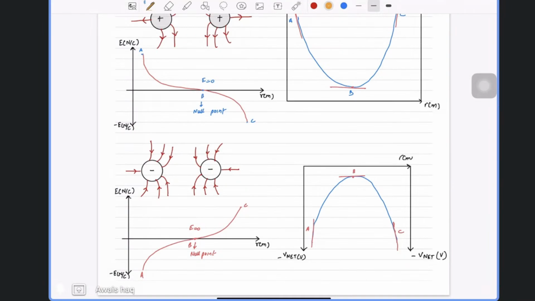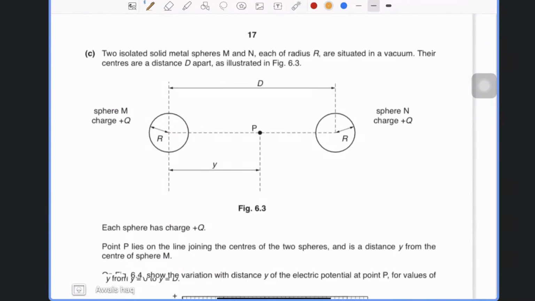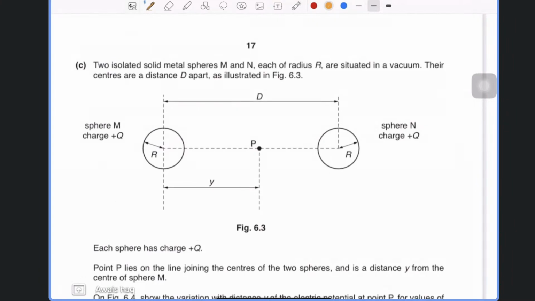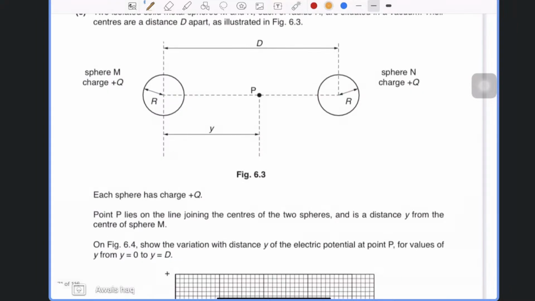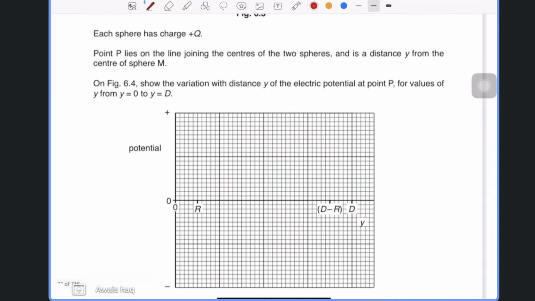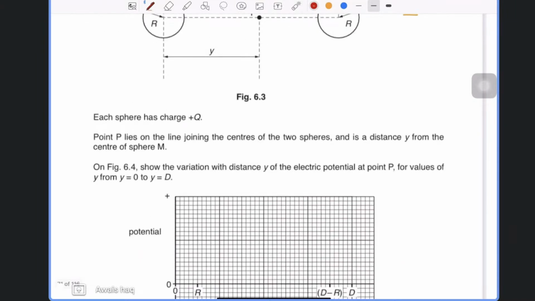All right. So we're going to go forward and look at this question where it says two isolated metal spheres M and N, each of radius R, are situated in vacuum, with their centers at a distance and so on. If you notice, both of them are positively charged, and they say each sphere has a charge plus q, and P lies at this distance. So show the variation of electric potential at a point for the values like this, right?